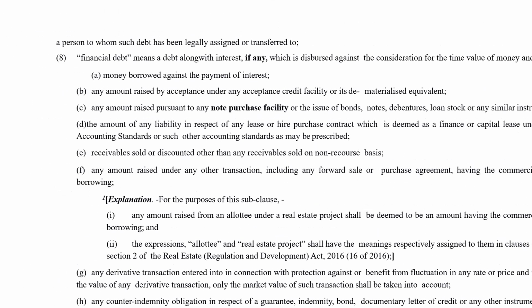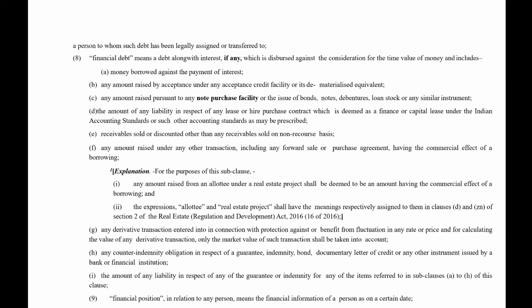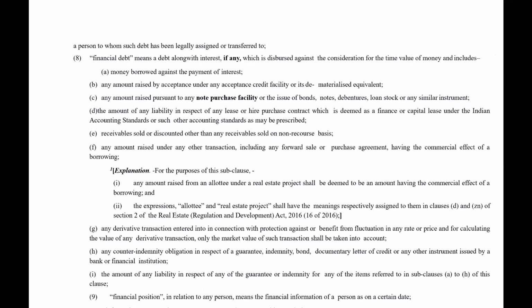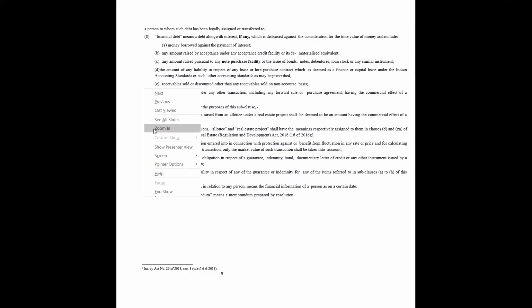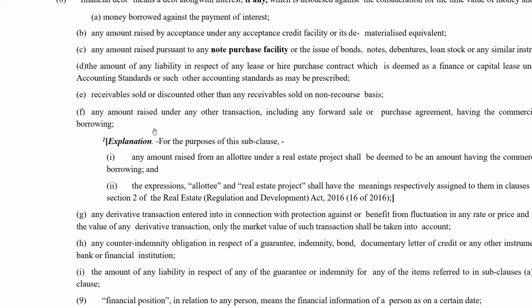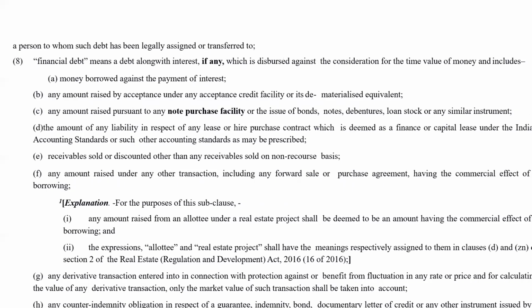So they will assign their debt to that particular company. So the original financial creditor will move out of that scene and that asset reconstruction company will come into position. So that asset reconstruction company will also be deemed as financial creditor. So it says financial creditor means any person to whom a debt is owed and includes a person to whom such debt has been legally assigned or transferred. So if there is a legal assignment of debt, then also it is considered as financial creditor.